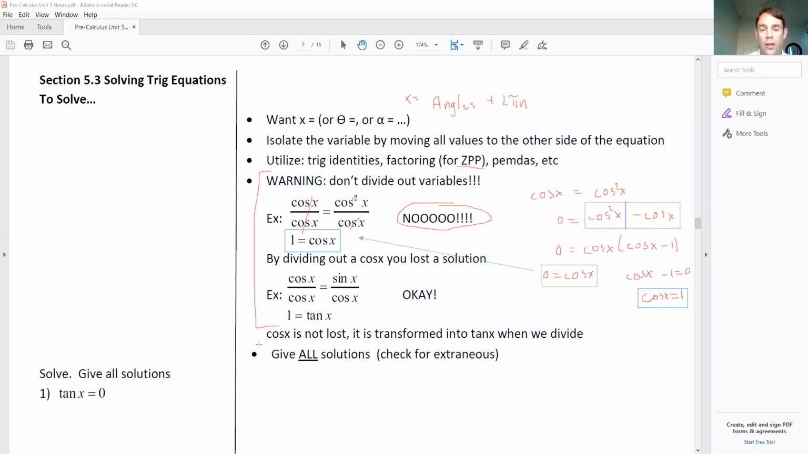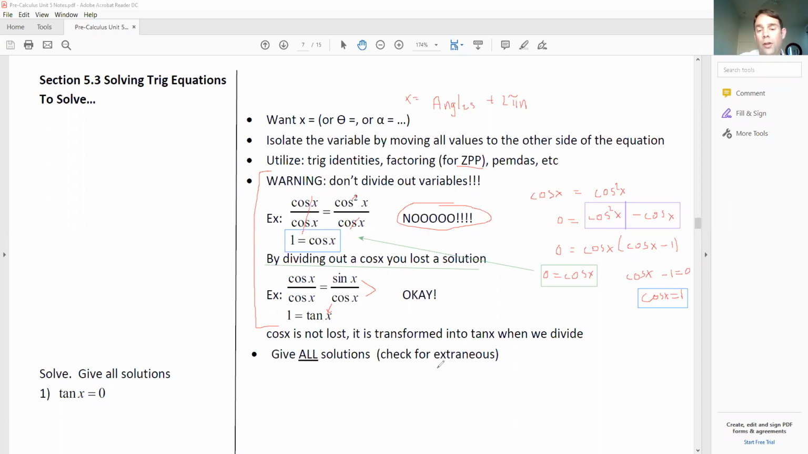All right. Cosine x is not lost. It is transformed. Oops, it went right there. You lost a solution. Now, what you can do, and on this second one notice the difference here, what you are allowed to do is if you divide by cosine, if you just turn it into a different trig function, sine over cosine, that is tangent. That's okay. We didn't lose any solutions. We just transformed it into a different trig function.